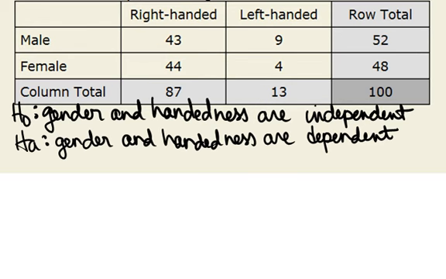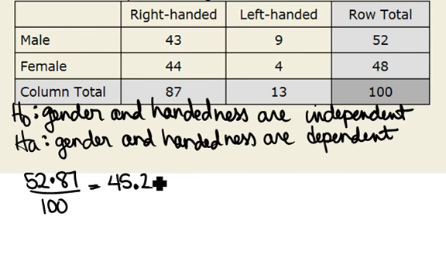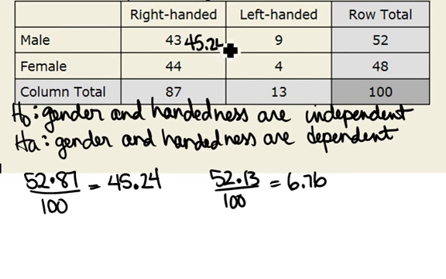So for males that are right-handed, we have a row total of 52, a column total of 87, and a total sample size of 100, giving us an expected count of 45.24. For the next group, males that are left-handed, we have 52 times 13 out of 100, giving us 6.76. And if we continue for the other two categories, for the females under both uses of the hand, what you should find is that you get 41.76 and 6.24. Notice all of our E's, our expected counts, are at least 5, so that our sample size was large enough for our conditions to be satisfied.